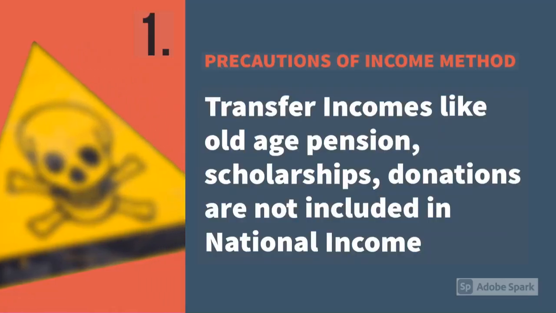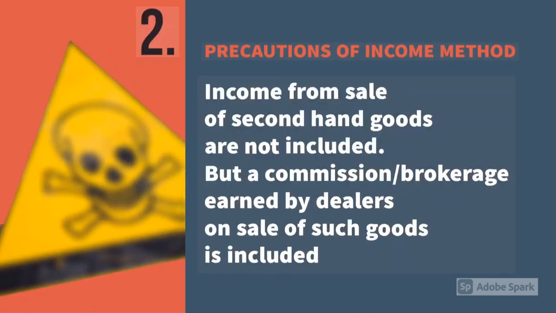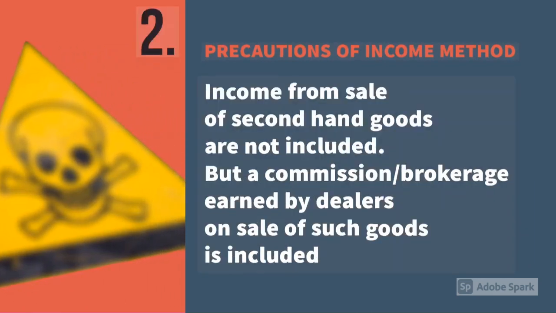As always, we cannot ignore the precautions. Number 1. Transfer incomes like old age pensions, scholarships, donations, gifts are not included in national income because these receipts are not connected with any productive activity. Second on the list is income from sale of second-hand goods. Now, these incomes have already been included when they were originally sold. If they are included again, it would lead to double counting.